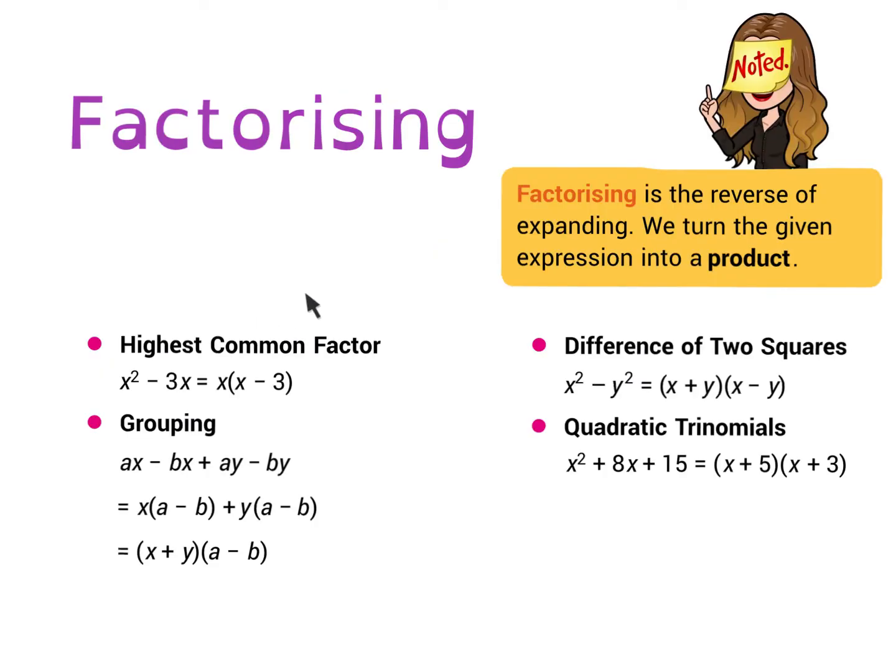I'm now going to go through each of these 4 parts in detail. And in maths, factorising is the reverse of expanding. So in the previous ones we were expanding and simplifying. We are now doing the reverse and we're turning an expression into a product. So one way we do this is a highest common factor, or HCF. Another aspect of it is grouping. We then have the difference of two squares and quadratic trinomials.